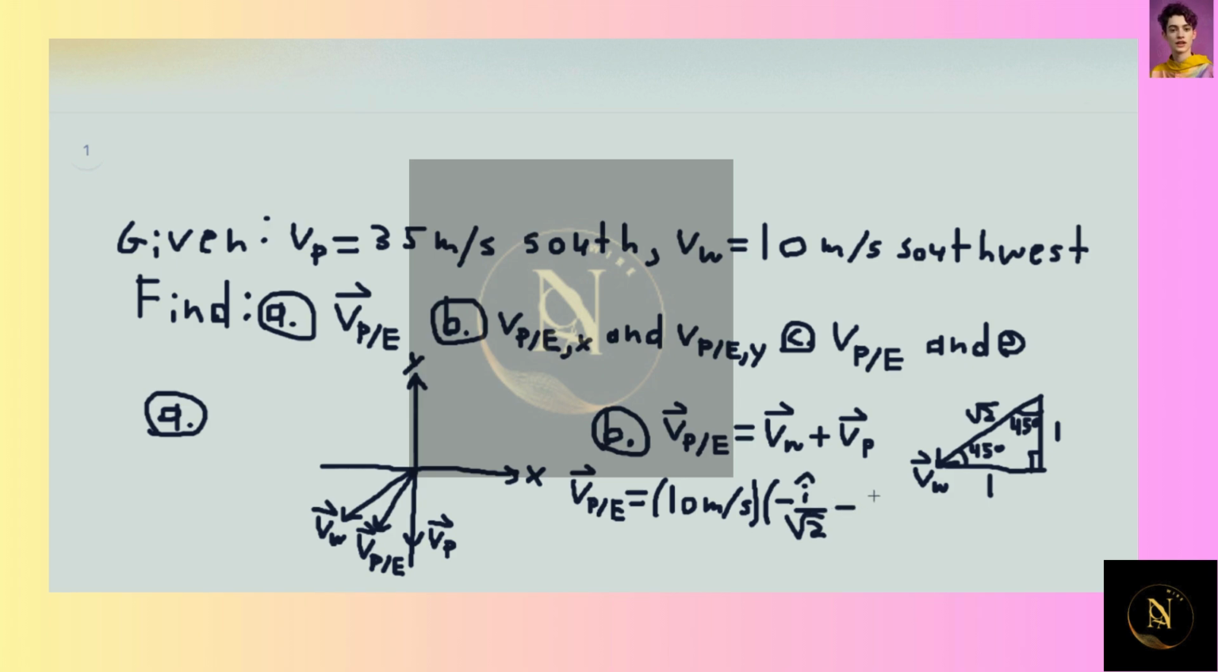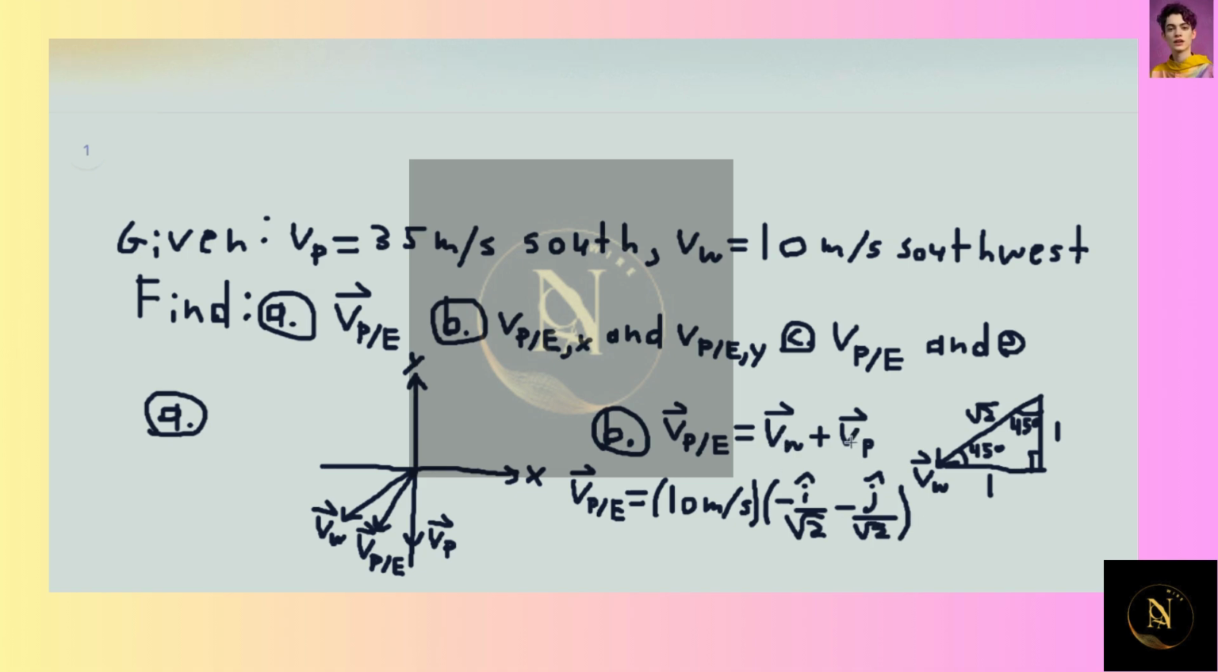And it's going to be minus j hat divided by square root of 2. And it's negative j because it's pointing in the negative y direction here. And we have the square root of 2 because the length here is square root of 2. Okay, so now we have the vector VW in terms of x and y components.